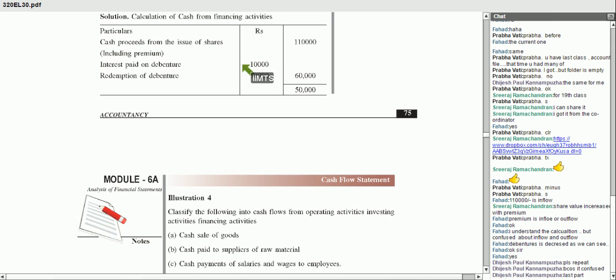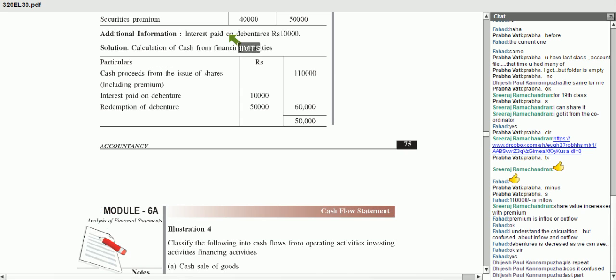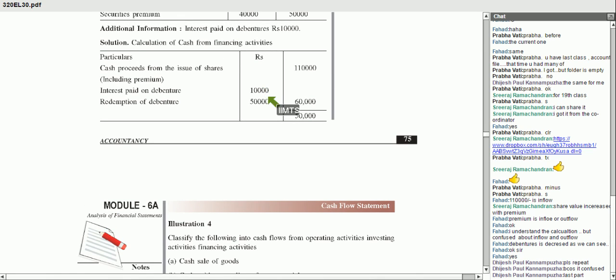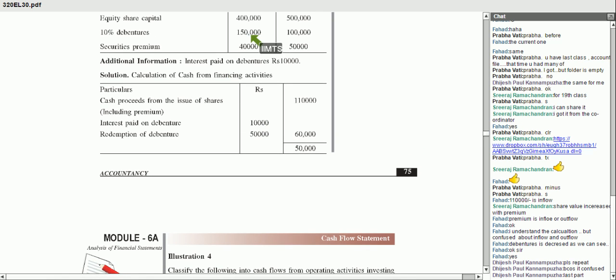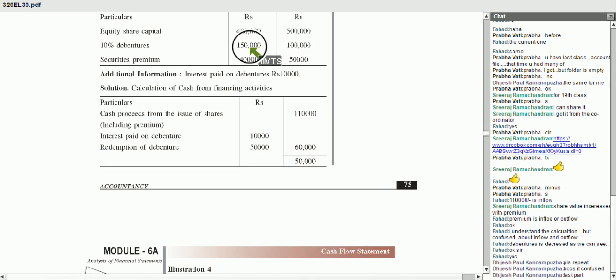See, this is the inflow, 1,10,000. Outflow is what? Interest paid on debenture, which is this value, 10,000 given. Redemption of debentures is 50,000. How? At the beginning of the year, the value of the debentures was 1,50,000, and by the end of the year, it gets reduced to 1 lakh. So when you subtract 1 lakh from 1,50,000, it will become 50,000. That is this value, redemption of debenture.